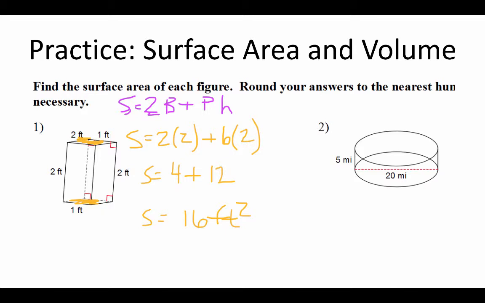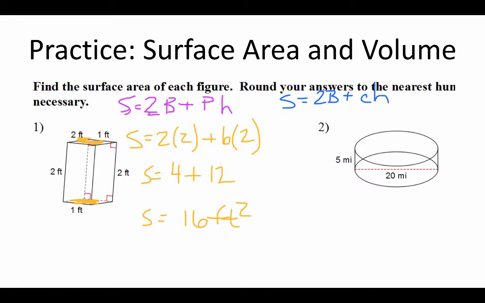So now that I found that to be a surface area of 16 feet squared, I'm good to go on that one. That wasn't too hard. What we're working on right now isn't going to be terribly difficult. It's just going to be a little time consuming to identify this. So now we're going to look at a cylinder, right? And our surface area for a cylinder equals 2B, the area of the base, plus the circumference times the height. All right, so there's that.